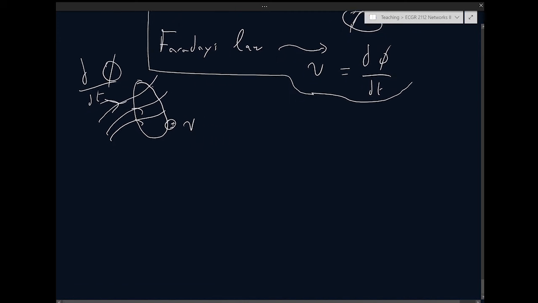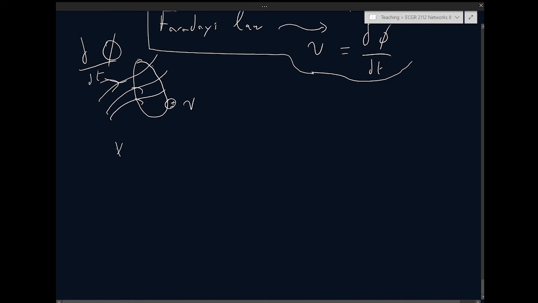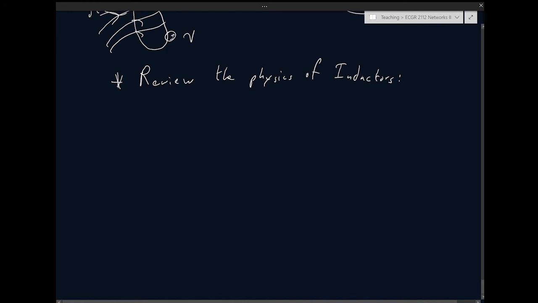So let's review that a bit. I know you did that last semester, but let's review it. Review the physics of inductors, right? And let's draw an inductor as a coil.